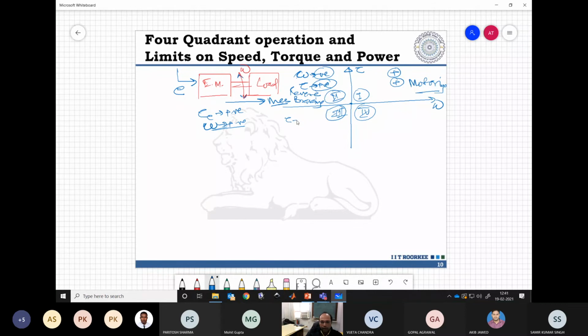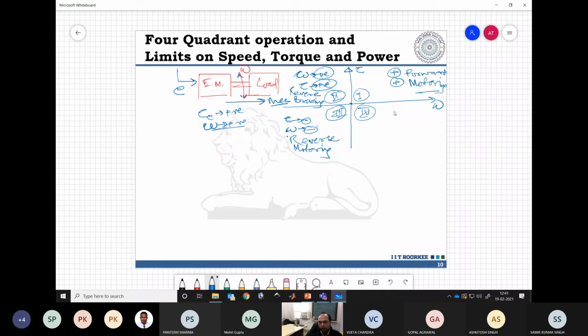Again, the third quadrant, where both quantities are negative. Our torque is negative and omega is also negative. So we have a certain value of omega in the negative direction and we are further increasing that. This is again the motoring mode, but because our omega is negative, we can call it reverse motoring mode. To classify, we can call the first quadrant forward motoring mode to distinguish it from the quadrant 3 operation.